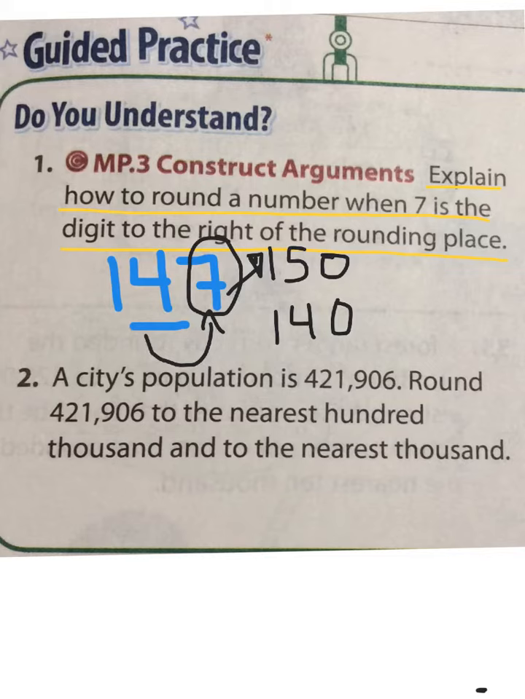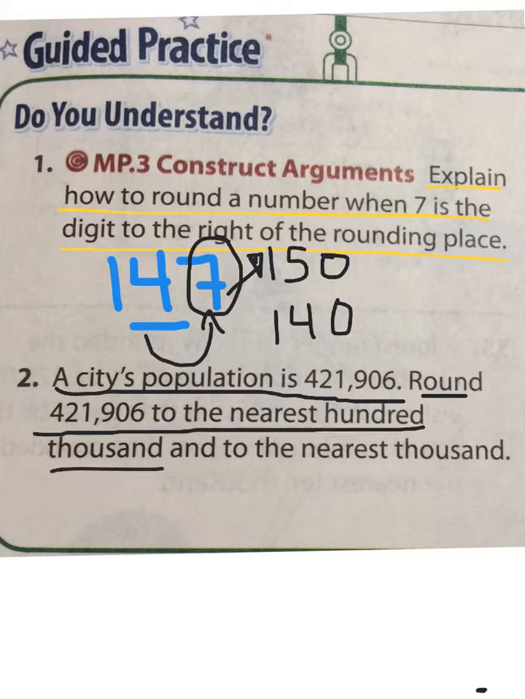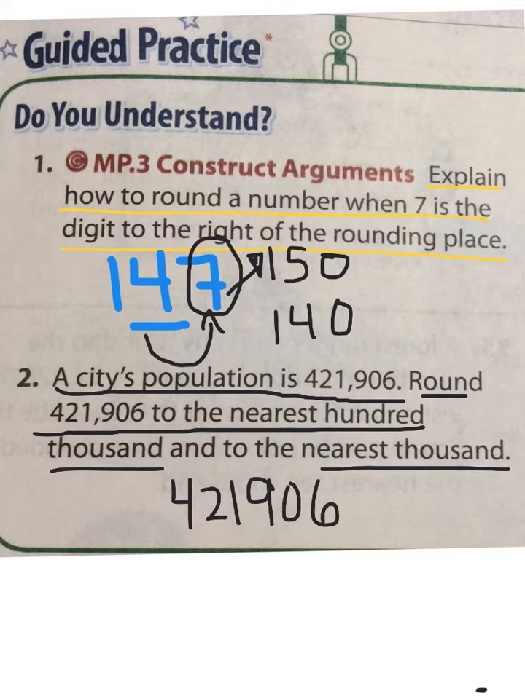Let's look at number 2. A city's population is 421,906. Round 421,906 to the nearest 100,000 and to the nearest 10,000. If I have 421,906 and I'm rounding it to the nearest 100,000, I'm going to underline the digit in the 100,000s place, which is a 4. Then look to the digit to its right.